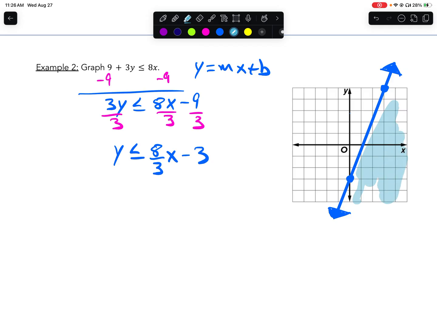Again, we're not asking for any ordered pairs as solutions, but if I were to pick them, I can pick the one on the line because it is equal to. That means it includes the line, and then any other point in the shaded region.